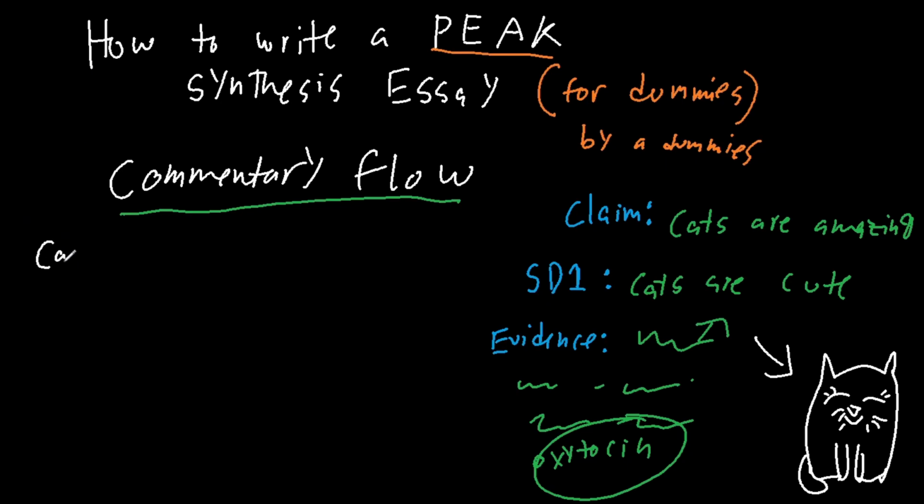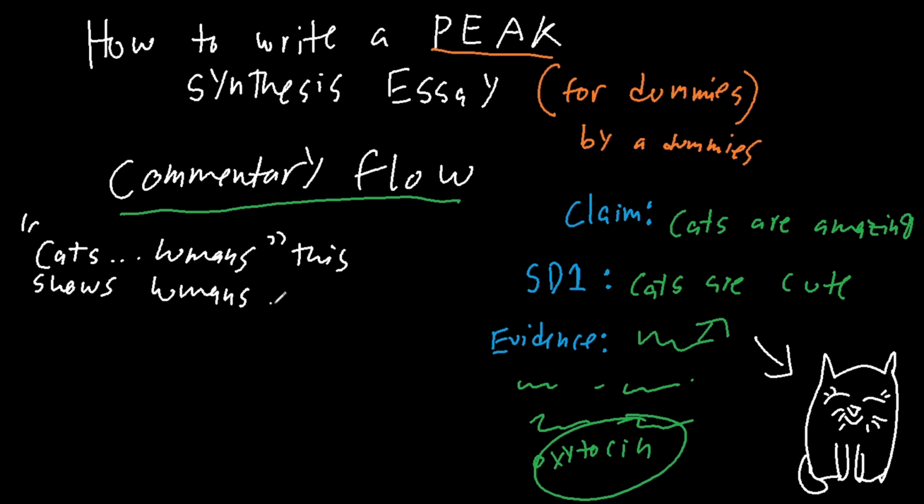So our thing was cats. What is it? Cats release oxytocin in humans, right? That's our evidence, and this is our claim. So cats release this. Now we have to say this is important because this shows humans and cats connect on a chemical level, okay? Now we got our, excuse me, this shows cats and humans connect on a chemical level because the hormone is released specifically with humans and cats.